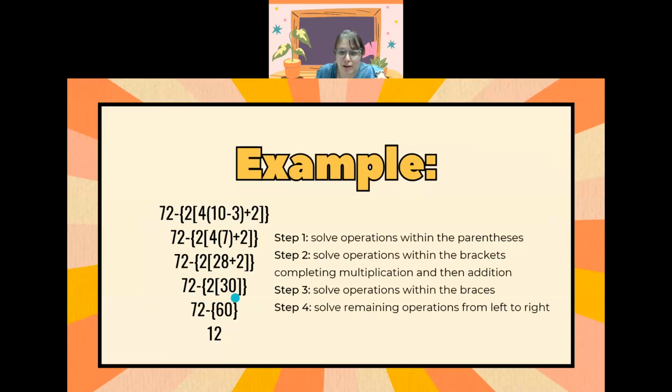And then we are now on our brace. That would be 2 times this 30, which is why they have a 60 here. Then you have 72 minus 60, which gets you to our answer of 12.